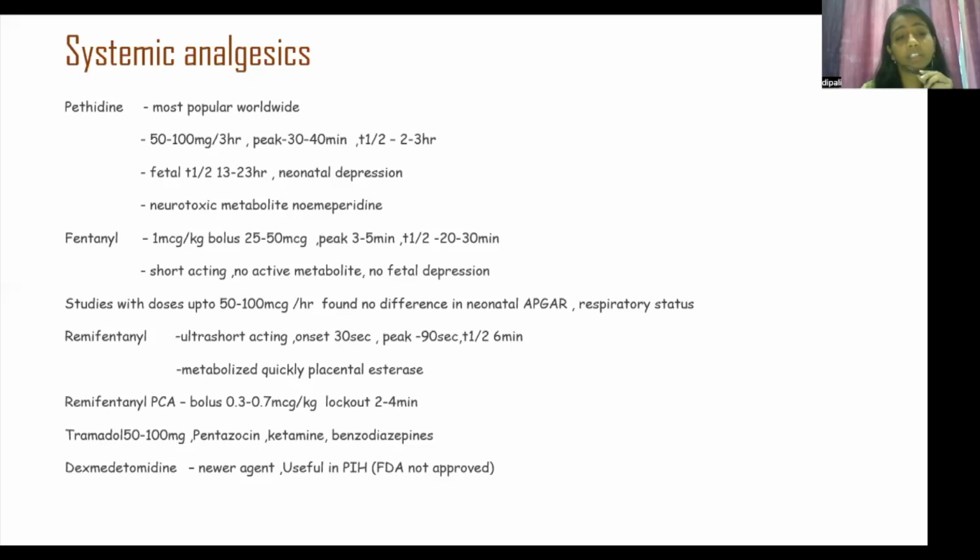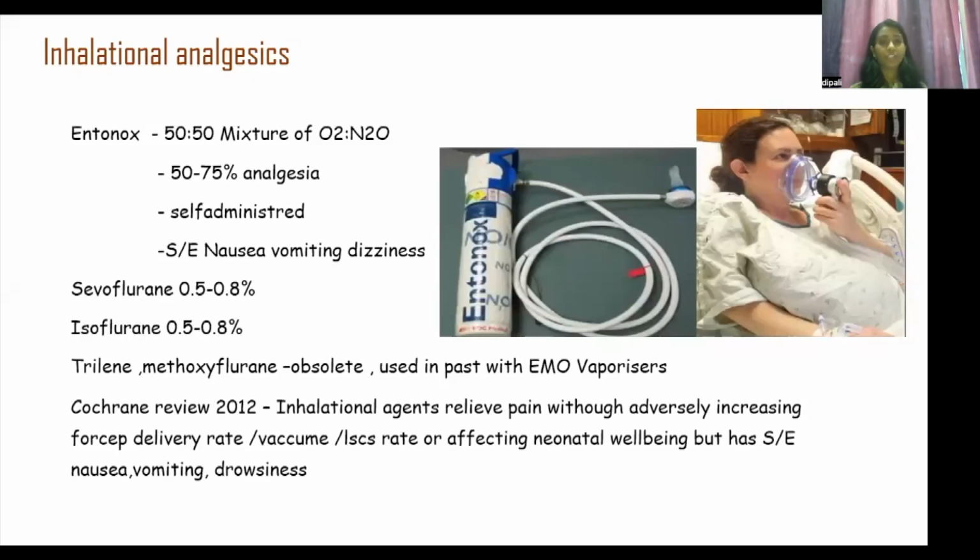Remifentanil is a newer agent and it is an ultra short acting agent. It is popular as a PCA pump where the patient can take a bolus of 0.3 to 0.7 microgram on demand and the PCA pump is set at a lockout interval of 2 to 4 minutes. Apart from these agents, tramadol, pentazocine, and ketamine are less popular, and dexmedetomidine is a newer agent but not FDA approved. Entonox was used in 1961 and became popular worldwide, and can be used by midwives in the UK. It is a mixture of 50% nitrous oxide and 50% oxygen.